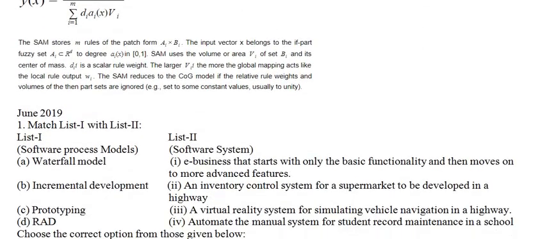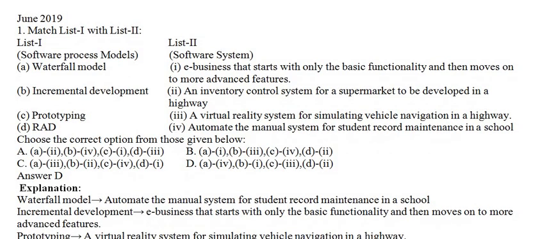Okay, and the next question is: match list 1 with list 2, where list 1 is software process models and list 2 is software systems. So here, for which kind of software system is which software development model used? Okay, so the basic model is the waterfall model, and it is also the classical model. Okay, and the next ones are incremental development, prototyping, and rapid application development.